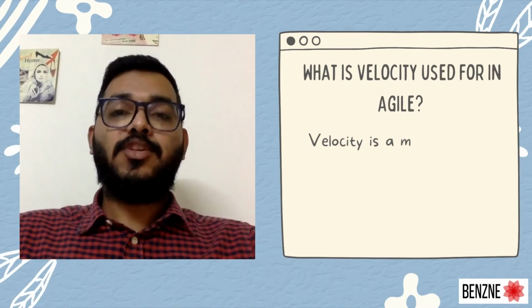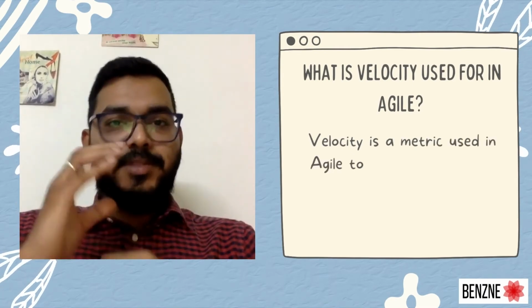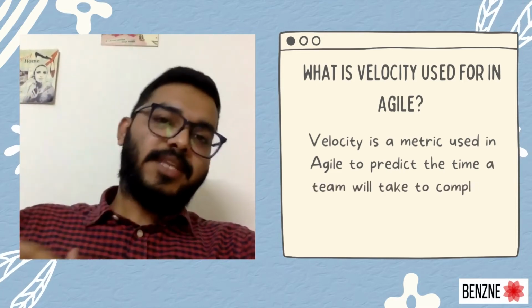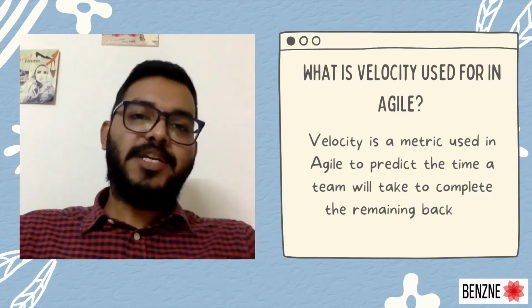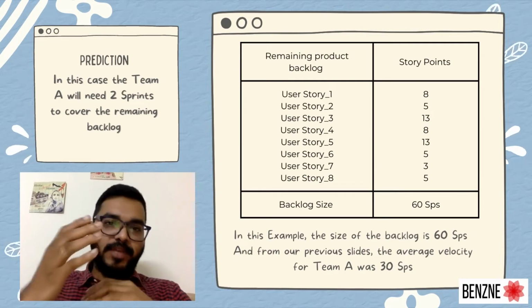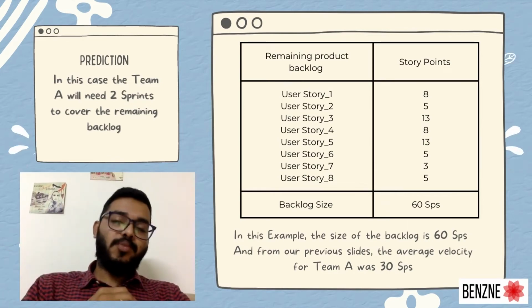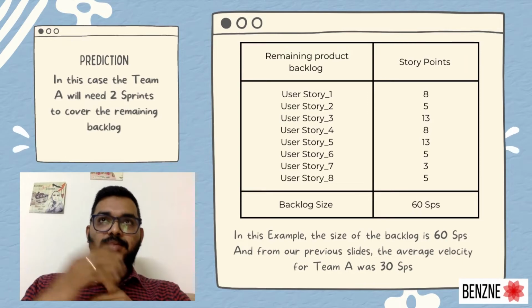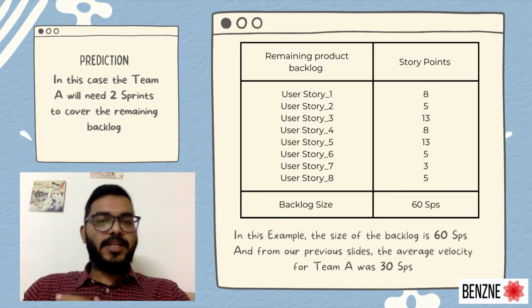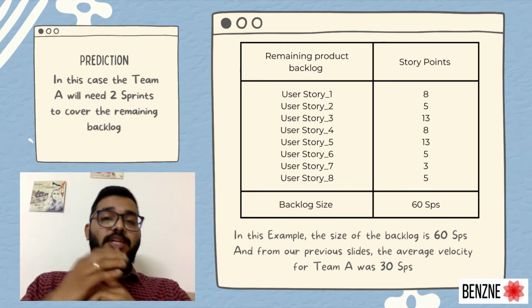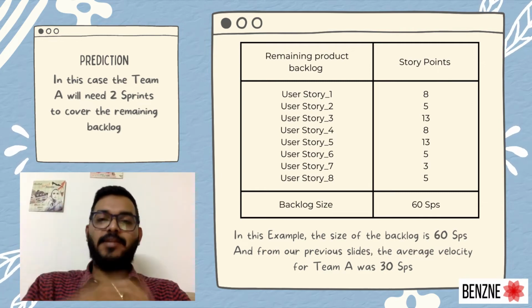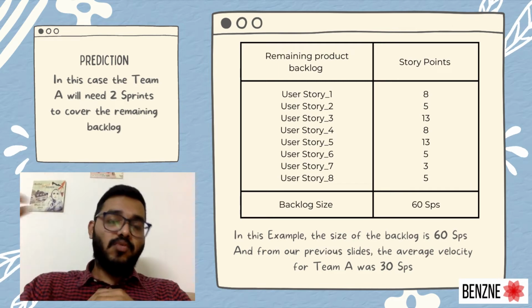What is velocity used for? Velocity is a simple metric which is used only for prediction of how much work is remaining in your backlog versus how many sprints more your team will need to complete it. Let's take an example. Say, for example, your team has 10 more user stories worth 60 story points, and your average velocity of this team is about 30, right? So in this case, your team will need 60 divided by 30, that is 2 more sprints to complete the entire backlog.